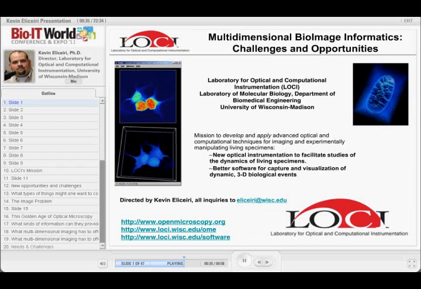So my lab's main mission is to develop new optical instrumentation and new software for dealing with multidimensional data. I'm focusing on software today, but I'm also going to highlight the instrumentation a little bit because that drives our opportunities and our challenges. And I'll be going through quite a few websites, but most of what I'm talking about is all available on our LOCI website.